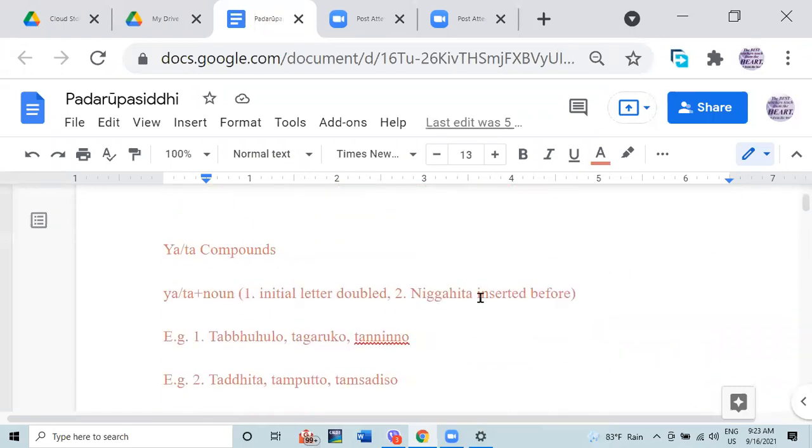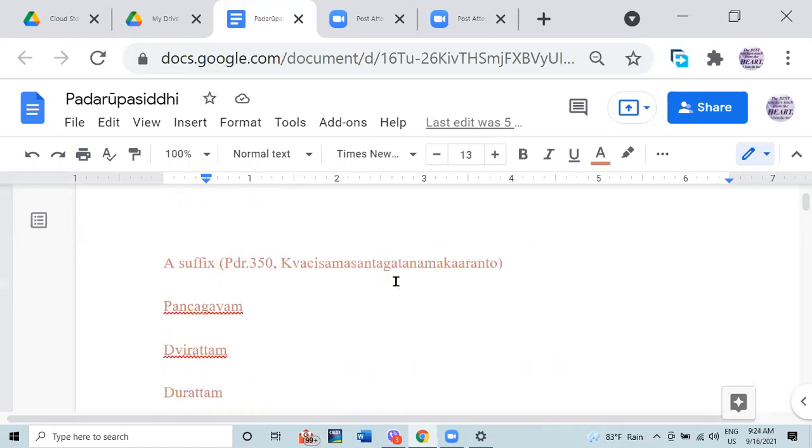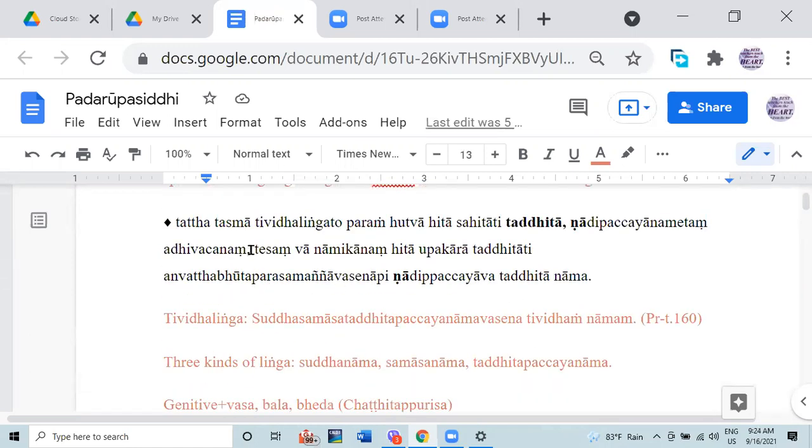So let's go back to our Padarūpasiddhi, Taddhitakaṇḍa. Here you say Tasama, Tasama Tividalingato. Tasama directly modifies Tividalingato. This is Pasaita Visyata, the second type of ta.